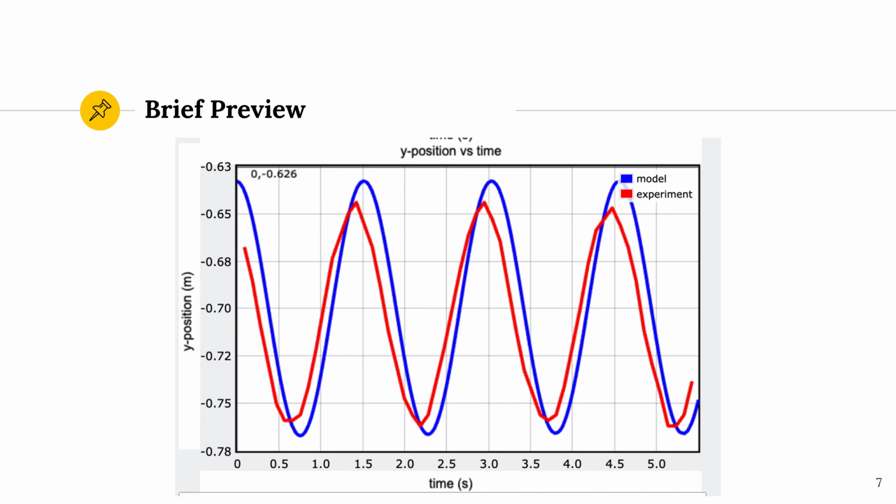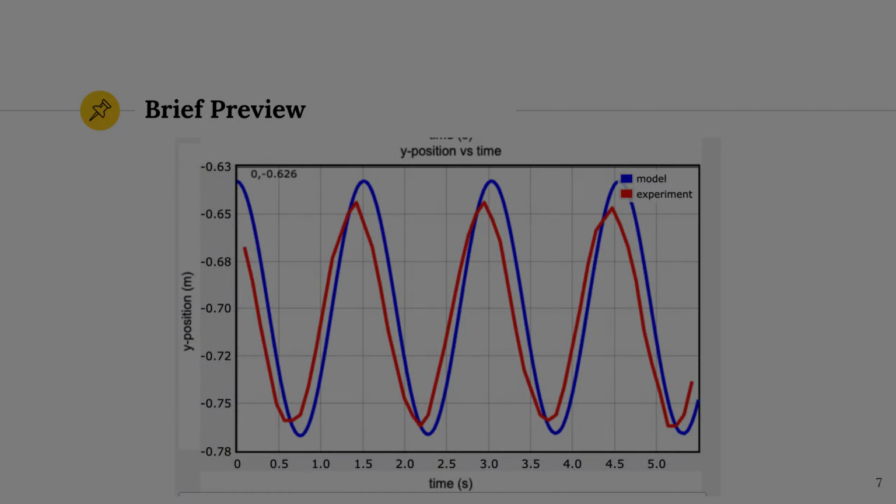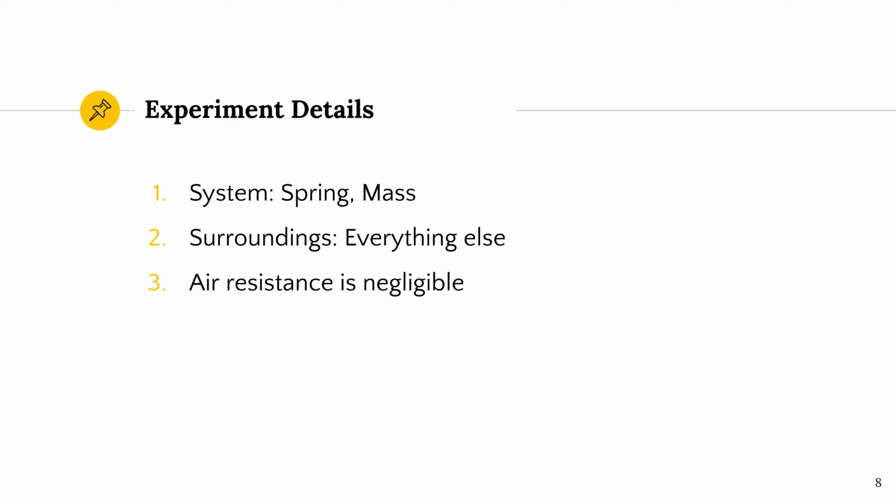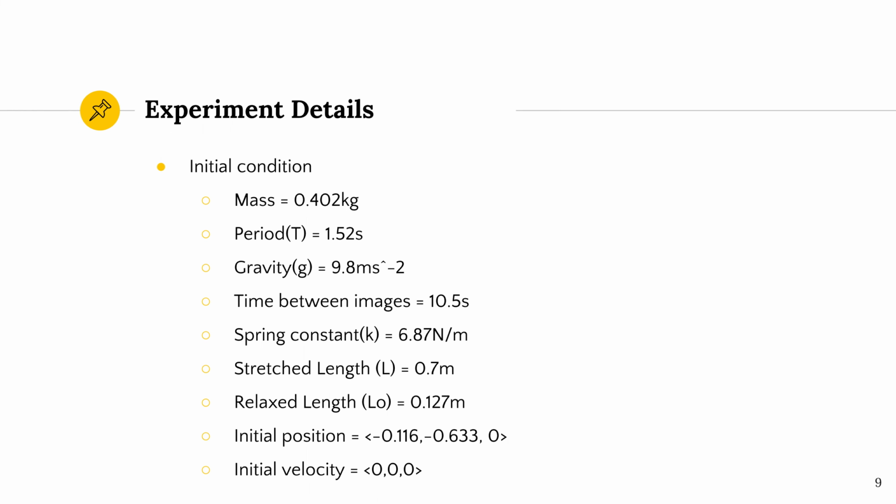This is the brief preview of the object's motion. The system is the spring and the object, and the surrounding is everything else. In this lab, one assumption made is that the air force or air resistance is negligible. The following are the initial conditions of this lab.